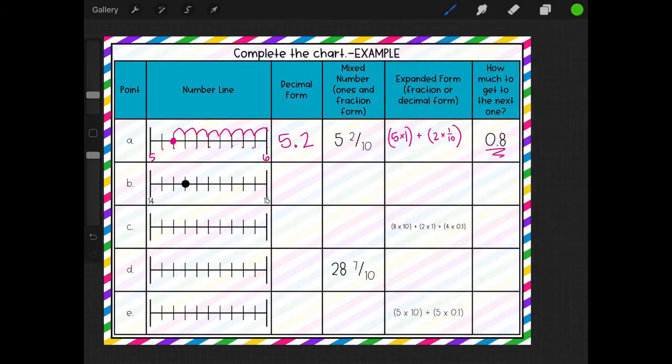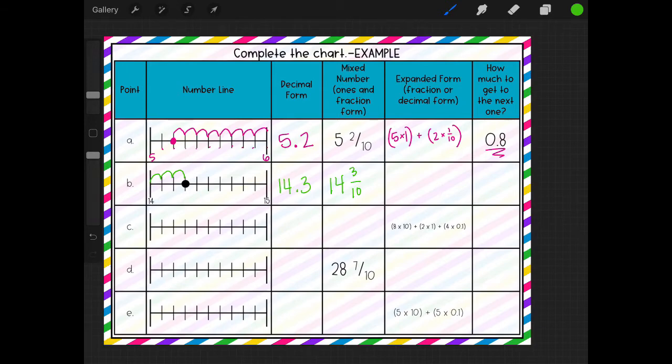Letter B gives me just a decimal point here. So I know, once again, that we have tenths. So 14, 1/10, 2/10, 3/10. So I'm just going to write that down as my mixed number, 14 and 3/10. And from there, I can complete the rest of my boxes. So I know that the decimal form would be 14.3.